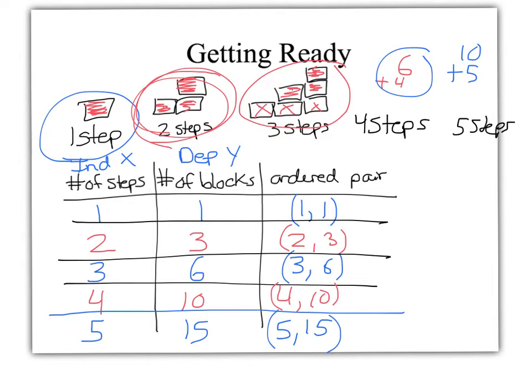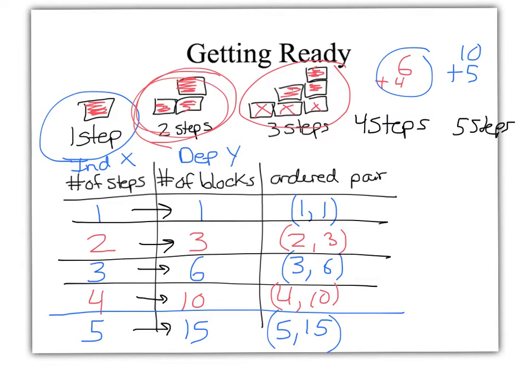So, is it a function? Remember, a function is if you have one x value for every y value. So we have 1, 2, 3, 4, 5. Those are all different, and each of those gets paired with a y value. So it's definitely a function, but is it a linear function?